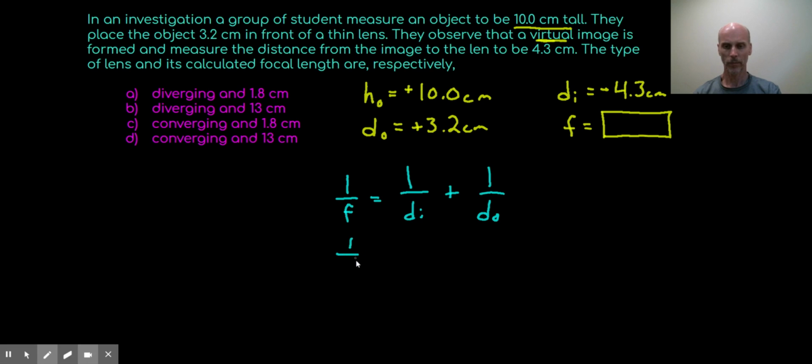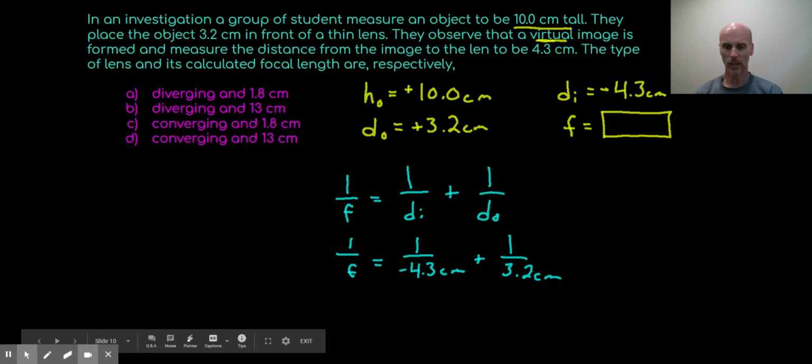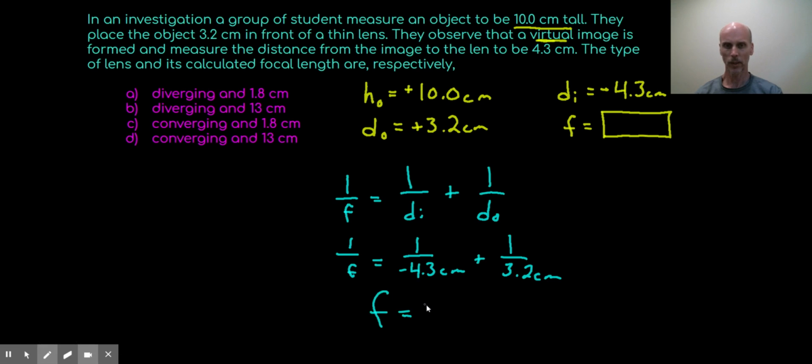All right. So we've got all our information organized. It should be straightforward to substitute in. 1 over negative 4.3 centimeters plus 1 over do, 1 over 3.2 centimeters. And we'll put that into our calculators here and find out what the answer is. So in the end, the focal length is equal to 12.5. We'll call it 13 centimeters.